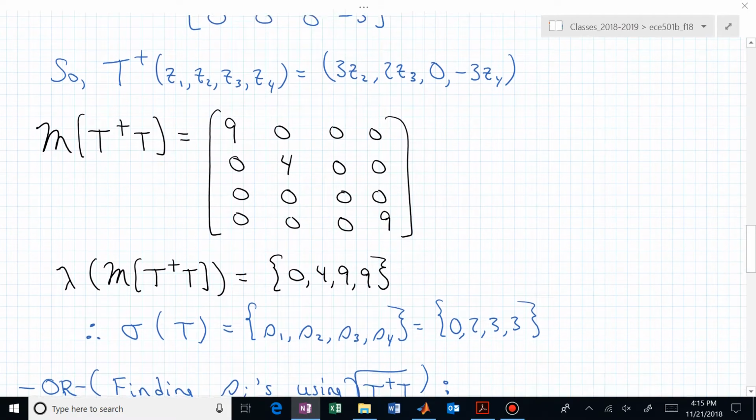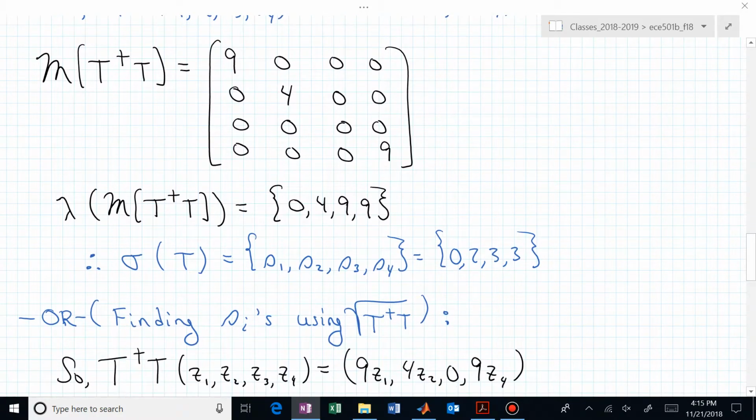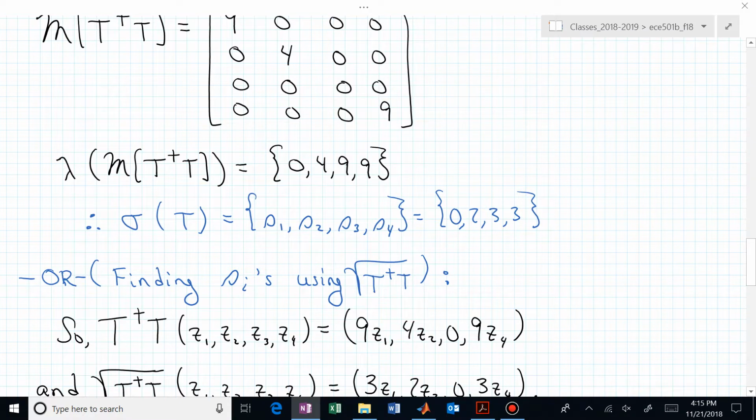If we now use Theorem 52, we could immediately find the singular values of T from those eigenvalues of T dagger T by taking the positive square root of each of those entries, and that ends up being 0, 2, 3, and 3. Or we could find the singular values of T from this definition, which requires us to find the eigenvalues of the square root of T dagger T's matrix representation.